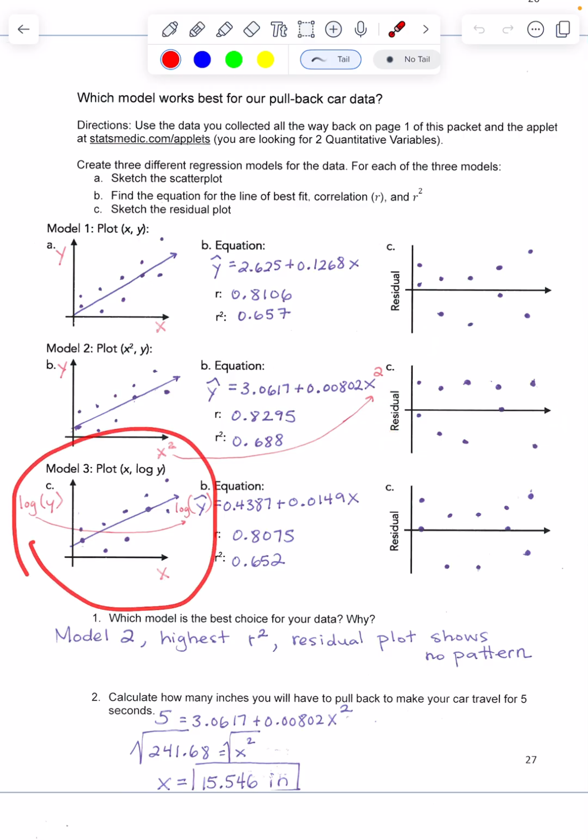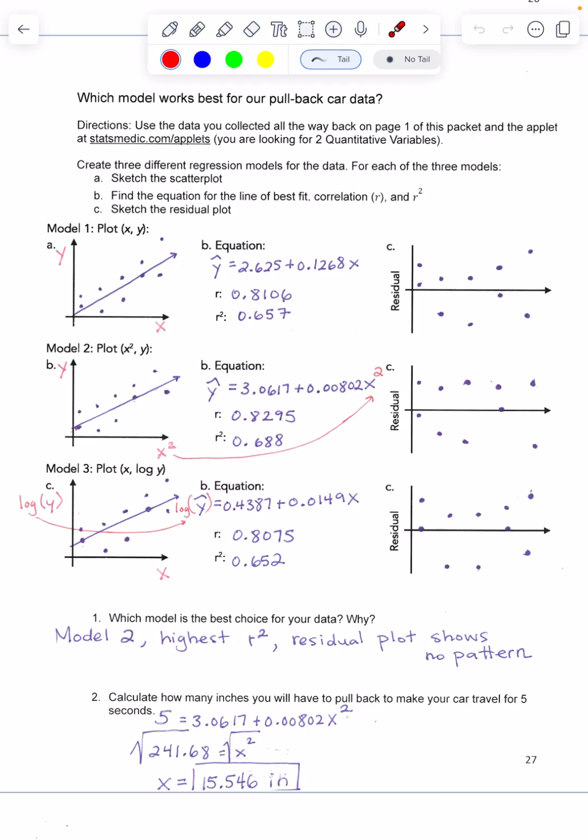Finally, model 3, I have x on the x-axis, and then I have the log of y on the y-axis. Again, be careful when you're writing your equations, because it should look like the log of y hat equals a plus bx. And this is what my residual plot looks like.